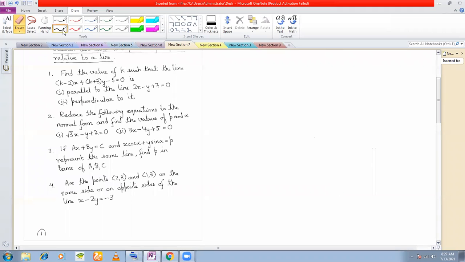First question, find the value of k such that the line, write the equation of the line, k minus 2x, this line is parallel to the line. First part is parallel to the line. We'll see the second part later. Then that means you need to find the value of k such that this line here, we call it 1, is parallel to 2x minus y plus 7. Okay, so we find out the slope.